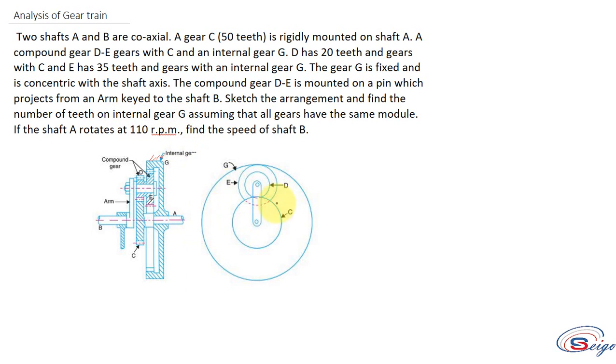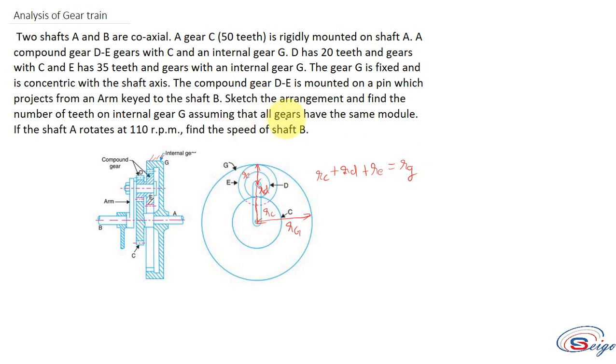Upon observing this figure, you can see this much of distance. This is RC. So this is the diameter of the gear and this will be the radius of the gear, the radius of the pitch circle. Next one is this much of distance and this will be RD. Next you can see that this much of distance is the radius of the gear E. So this is RE. So this is RC, this is RD and this is RE. And this radius will be equal to RG. So you can say that RC plus RD plus RE is equal to RG.